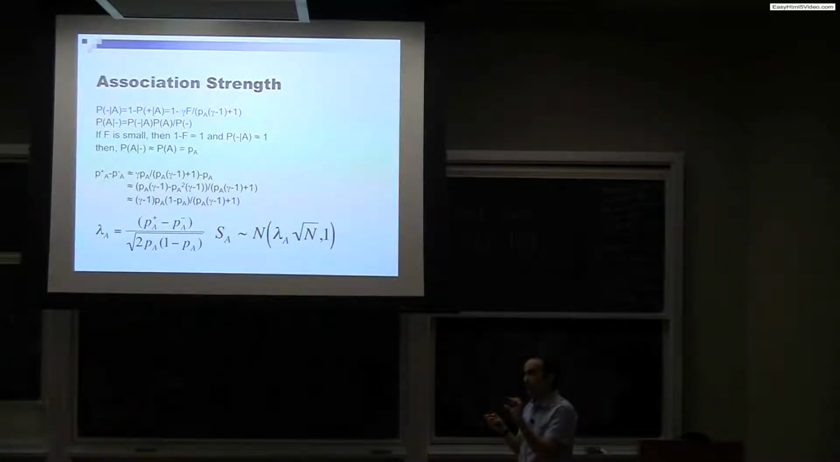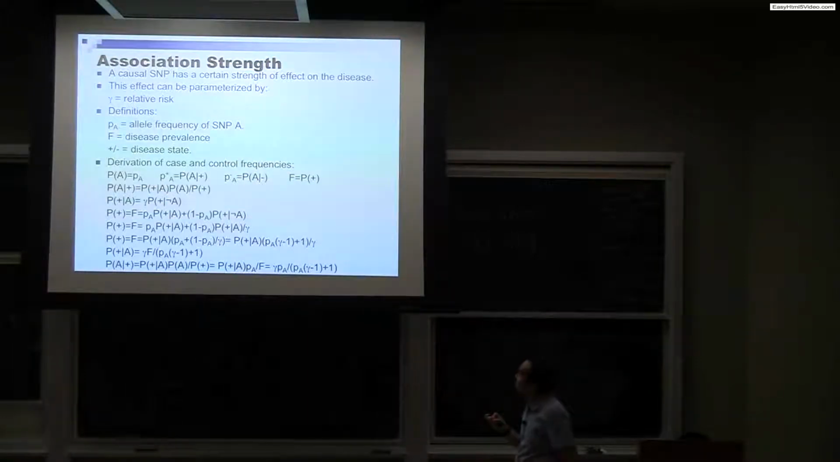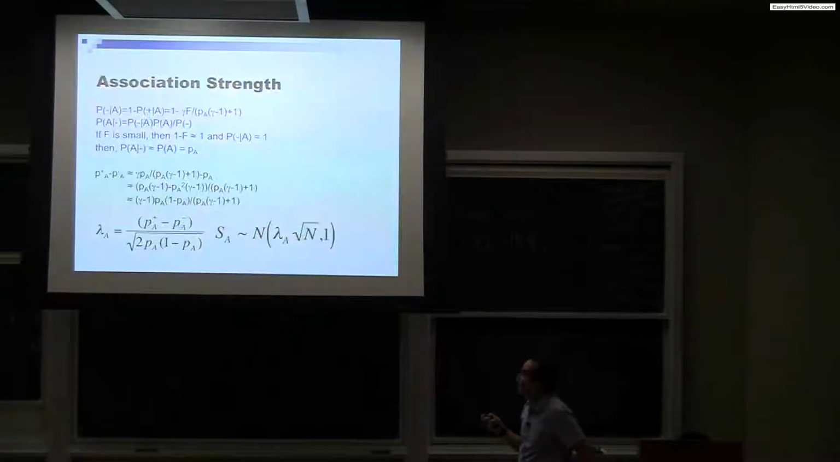So PA, you're thinking of something that looks like the law of total probability. But this is like the conditional. There's a typo here. I'll fix it next class. But basically, this one is correct. So if the prevalence is small, then this is basically PA. So then, if this is lambda A, this is the formula for lambda A. This will be the statistic.